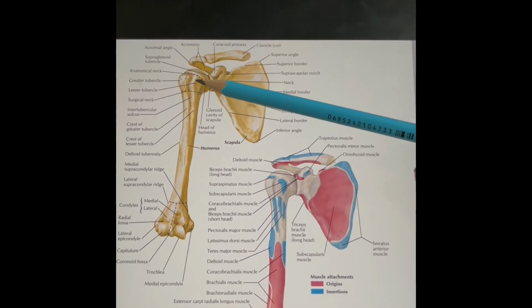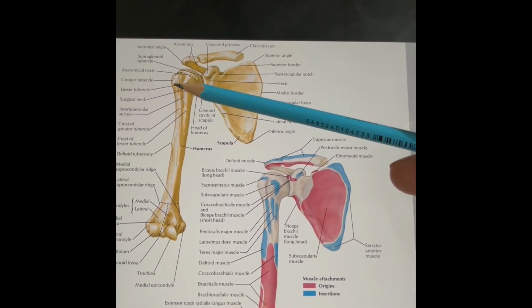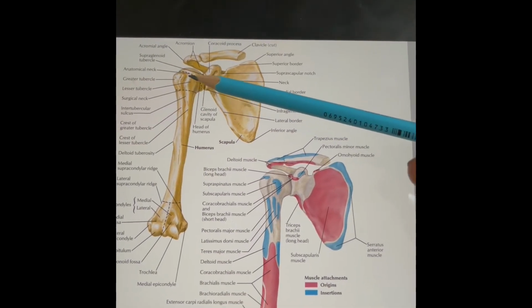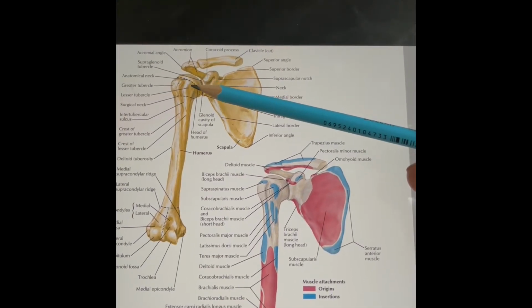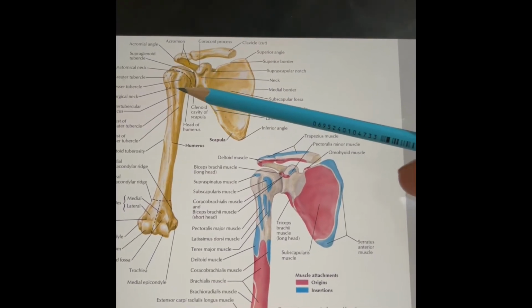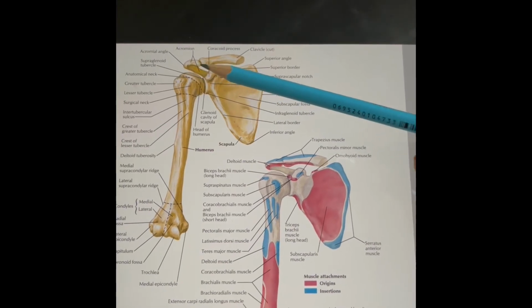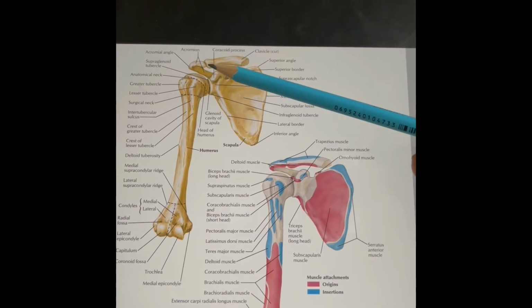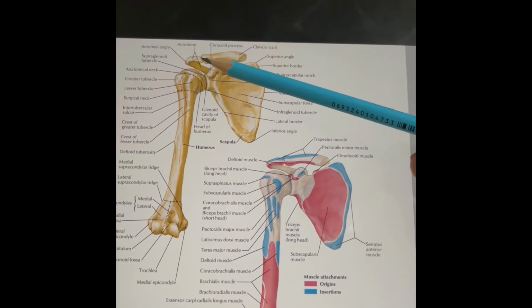Now this is the lesser tubercle, this is the bicipital groove, and this is the greater tubercle. This is the anatomical neck, and this is the surgical neck. While this is the acromion, and this is the clavicle. The acromion and the clavicle form a joint which is called the AC joint, or acromioclavicular joint.